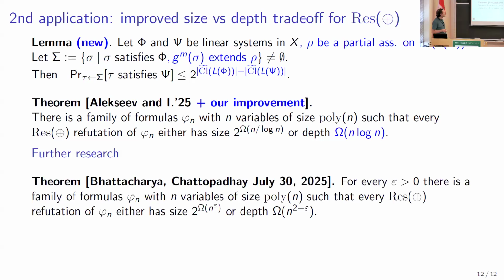And very recently, less than a week ago, a preprint was published by Bhattacharya and Chattopadhyay stating the following: for every positive epsilon, there is a family of formulas phi n with n variables of polynomial size, such that every resolution of parity refutation of phi n either has size exponential in n to the epsilon or depth omega of n to the 2 minus epsilon. And as far as I understand, they also use the notion of amortized closure and some extension of this lemma.